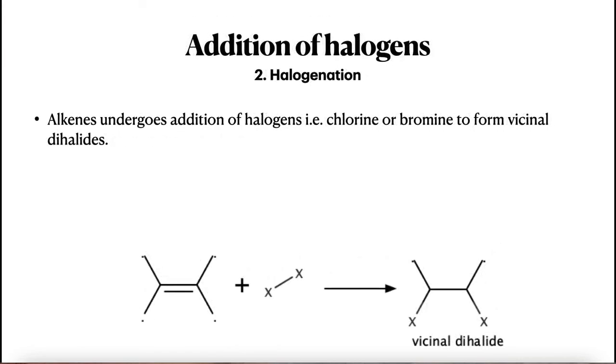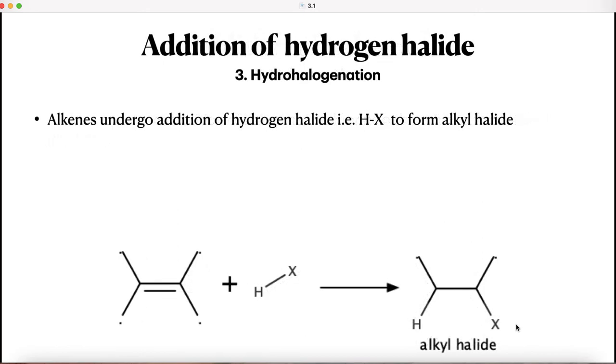Second reaction is the halogenation, that is the addition of halogen. Alkene undergoes addition of halogen. It leads to the formation of the vicinal dihalide. There is the breaking of the carbon-carbon double bond and there is the addition of these halogens. Third reaction is the hydrohalogenation, that is the addition of hydrogen halides. Alkene undergoes addition of hydrogen halides, that is HX. It leads to the formation of the alkyl halide.